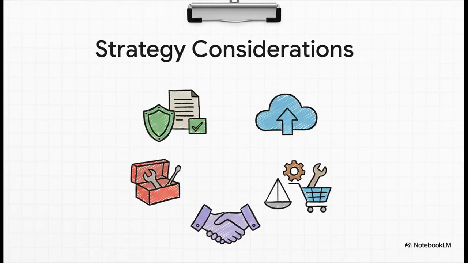And this map needs to consider the whole territory. What are your big picture cloud goals? What about your internal policies? The security and compliance rules you can't bend. What tools are your teams already using? And here's a big one. Does your team have the appetite to build something from scratch, or do you need to buy something off the shelf? Nailing these down first will save you so much pain later.